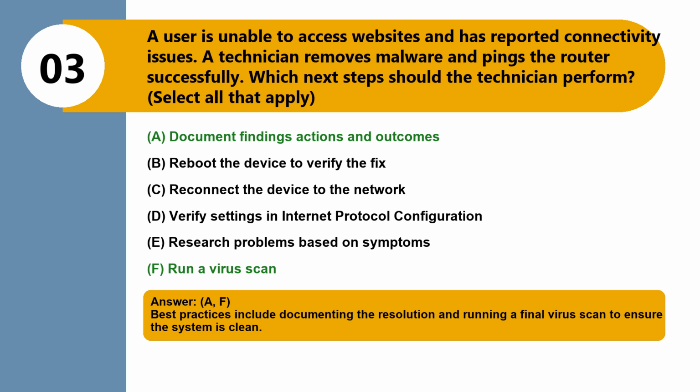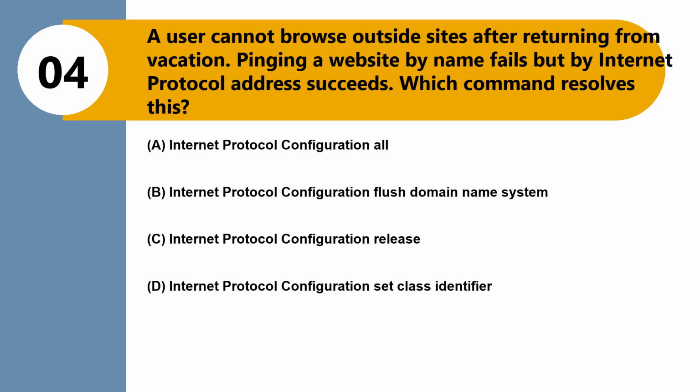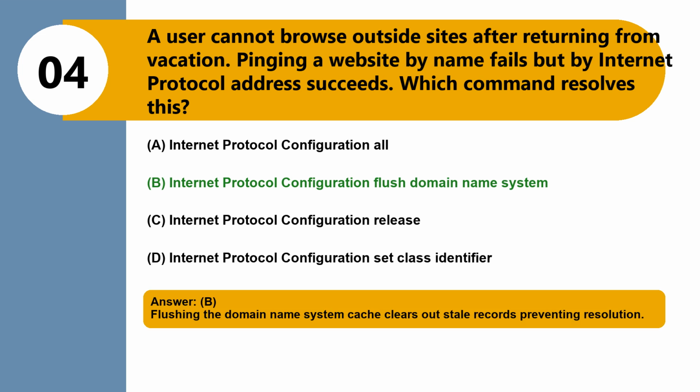is clean. Question 4. A user cannot browse outside sites after returning from vacation. Pinging a website by name fails but by Internet Protocol address succeeds. Which command resolves this? Option A. Internet Protocol configuration all. Option B. Internet Protocol configuration flush domain name system. Option C. Internet Protocol configuration release. Option D. Internet Protocol configuration set class identifier. The correct answer is option B. Internet Protocol configuration flush domain name system. Flushing the domain name system cache clears out stale records, preventing resolution.